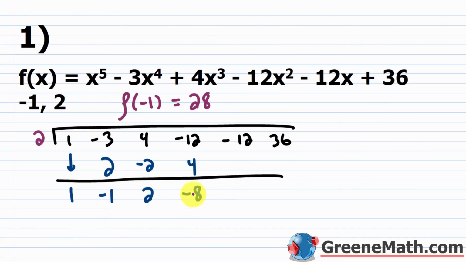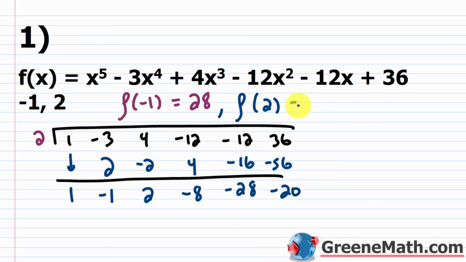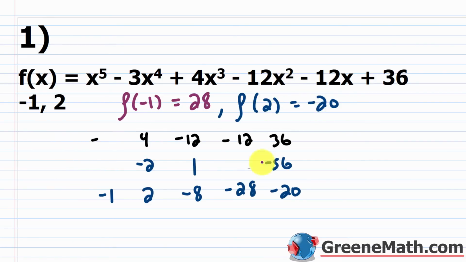2 times -8 is going to be -16. So -12 plus -16, that's going to be -28. And then if we do 2 times -28, that's going to be -56. Let me fix this 8 here. Then if you do 36 plus -56, you get -20. And again, we saw from the graph that our f of 2 was equal to -20. So we can get rid of this. We don't need this anymore.